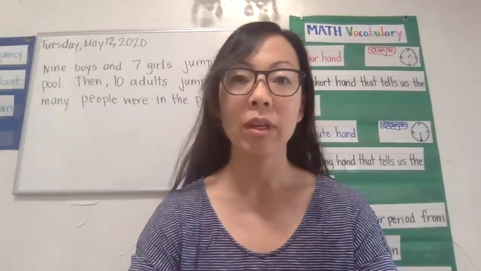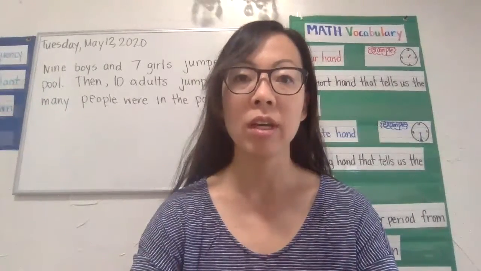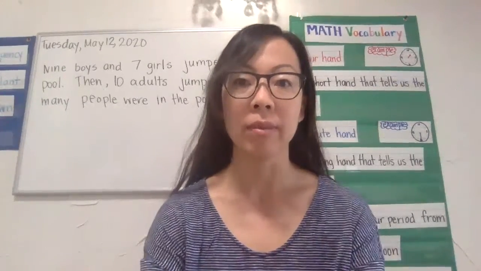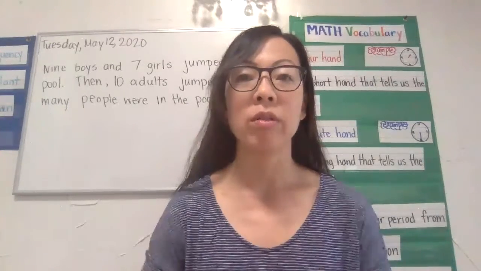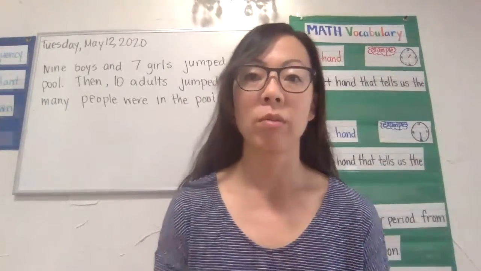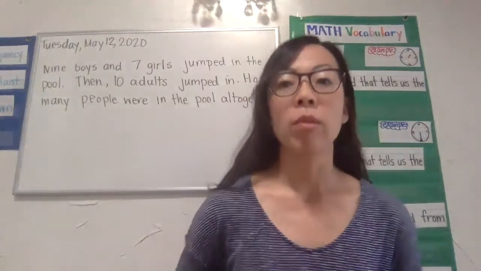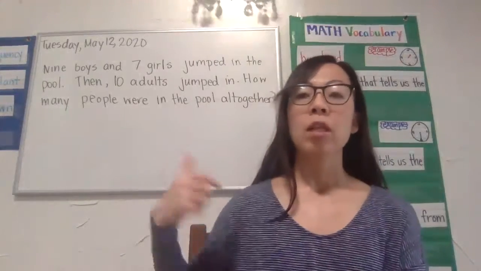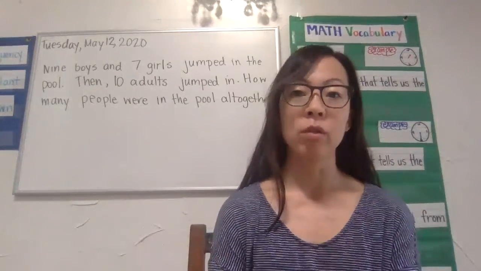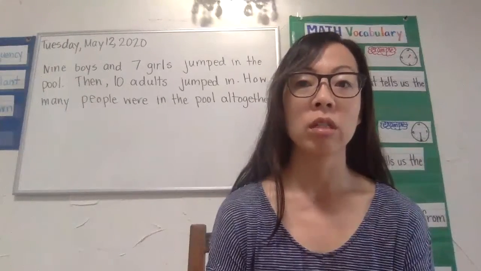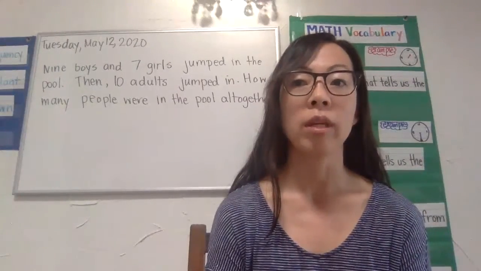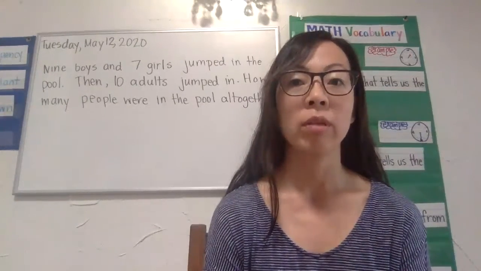Scholars, you know we've been working on our word problems every day and time this week in math. And in our word problems, we've been taking a look at what we do when we have two steps in our word problem. So I have a word problem that I'm taking a look at today. So 9 boys and 7 girls jumped in the pool. Then 10 adults jumped in. How many people were in the pool altogether?